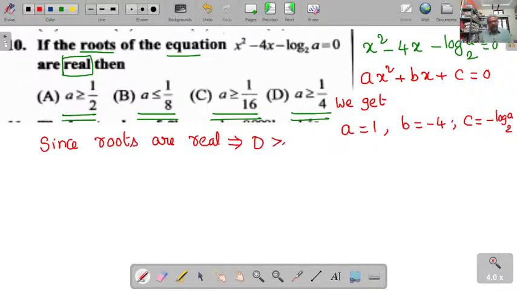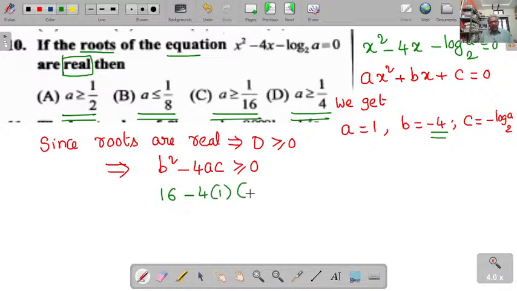Since roots are real, the discriminant D is greater than or equal to 0. D stands for b square minus 4ac. So b square minus 4ac is greater than or equal to 0. Let us substitute the respective values. b square means minus 4 square, 16, minus 4 times a, which is 1, times c, which is minus log a to the base 2, greater than or equal to 0. So now you get 16 plus 4 log a to the base 2 greater than or equal to 0. Now we need to solve.